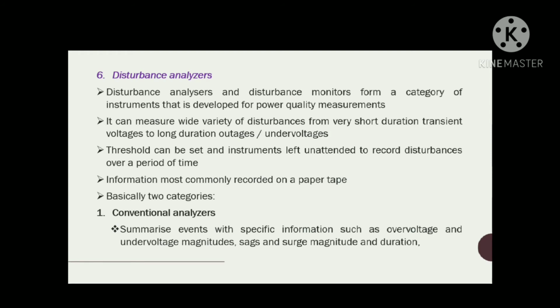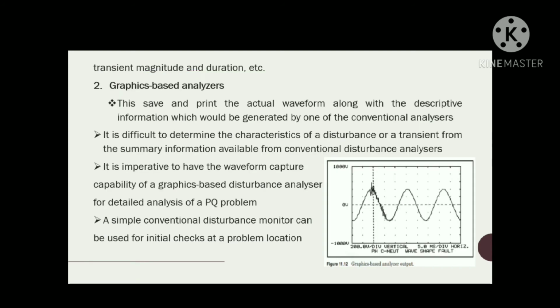And there are two types of disturbance analysis. There is conventional analysis that summarizes the event with specific information such as overvoltage and undervoltage magnitude, sag and surge magnitude and duration, transient magnitude and duration, etc. The second one is the graphic-based analysis that saves and prints the actual waveform along with the descriptive information which would be generated by the conventional analysis.